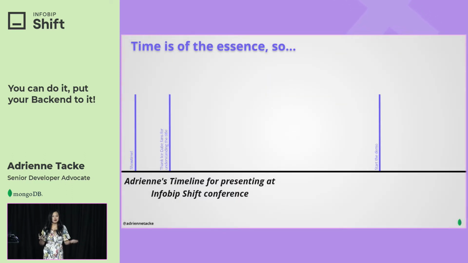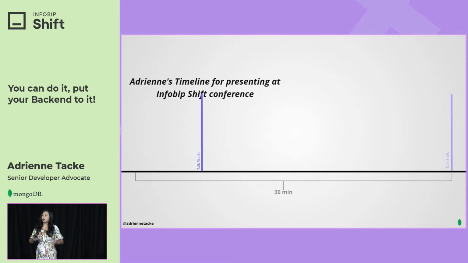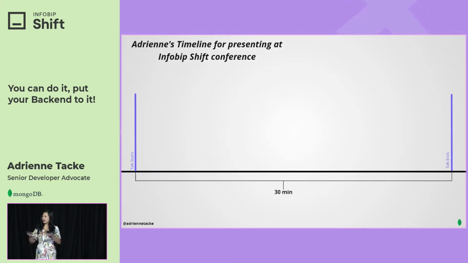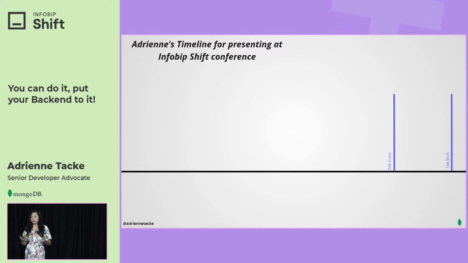So, time is of the essence. We have 30 minutes to get through this entire talk. I want to tell you about a lot of things. I want to tell you about Realm. From the moment that I got this acceptance to showtime, I've given you the thank you, and I have a demo to show you. So, in order for all of that to happen within the span of 30 minutes, I needed to do some things before the talk.